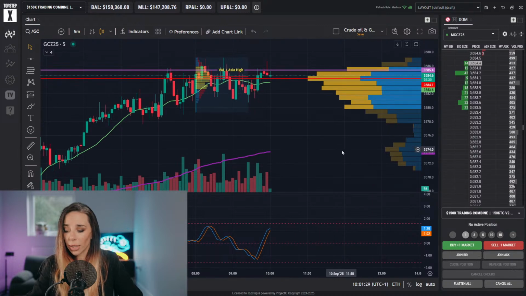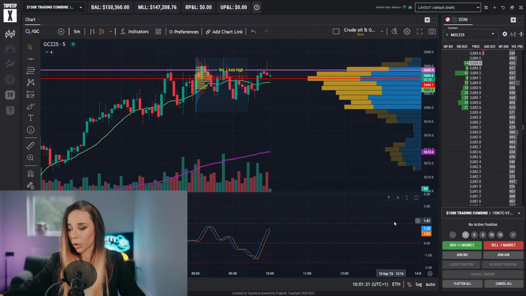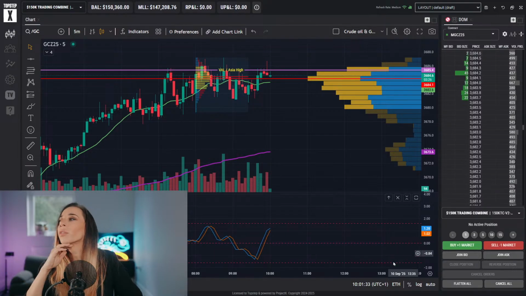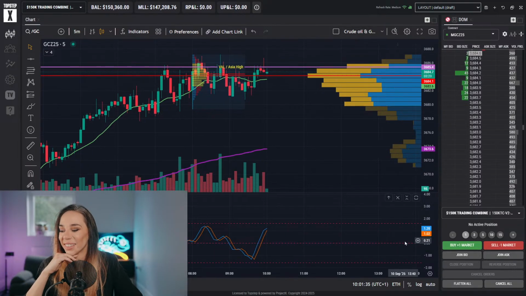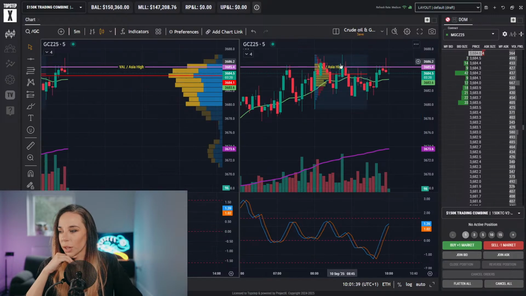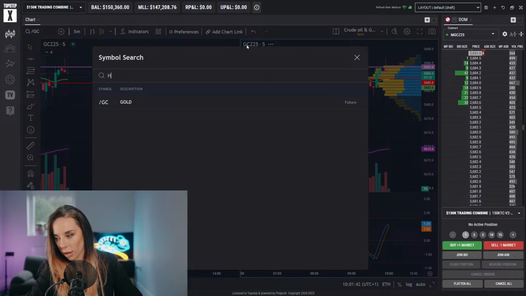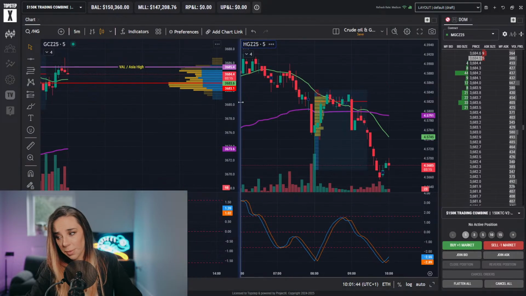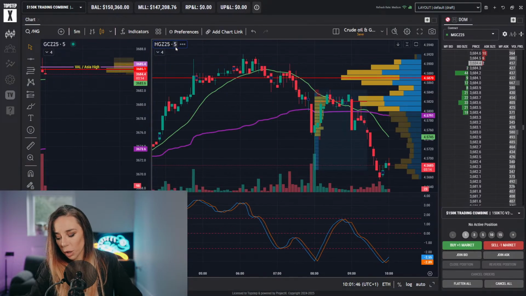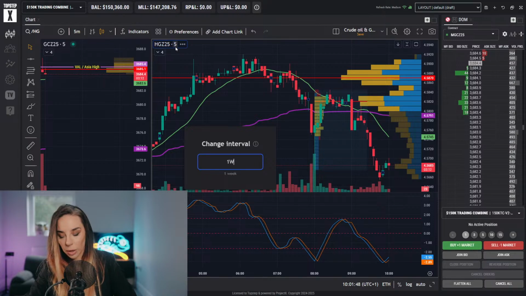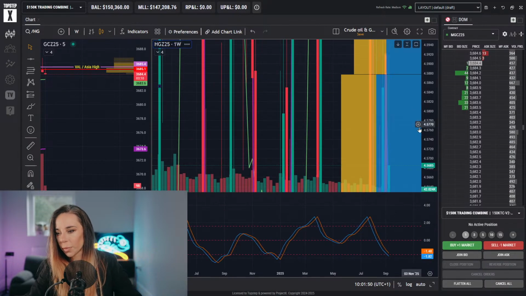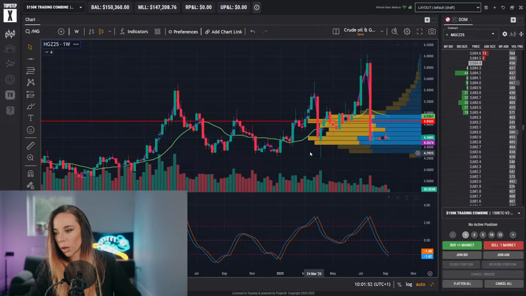All right, let's sniff some other metals, shall we? Sniffing metals, yes. First of all, I'm going to split this. Next, I'm going to go to copper. Then we're going to have a look at what copper is doing on the massive time frame. Like literally massive.